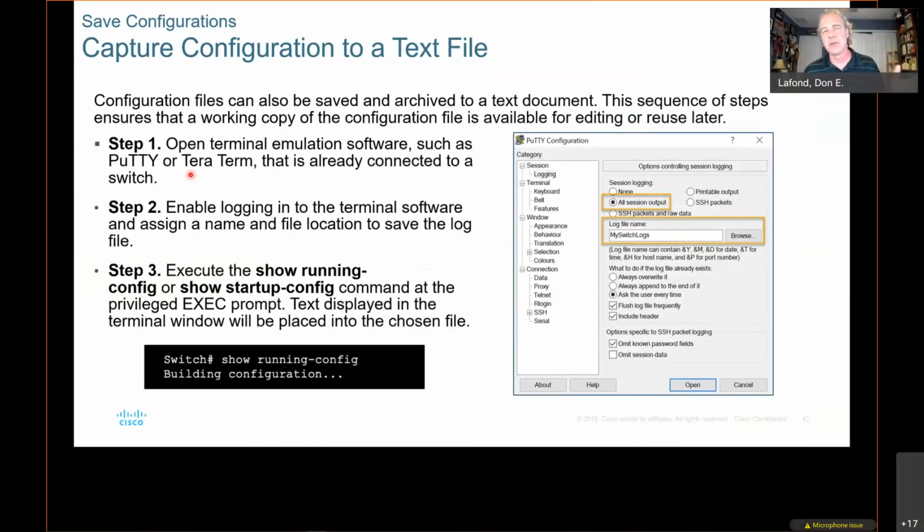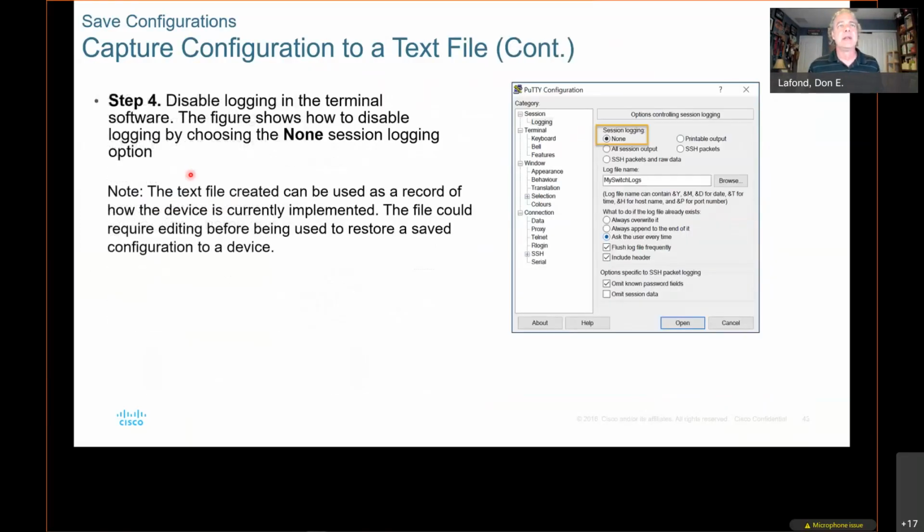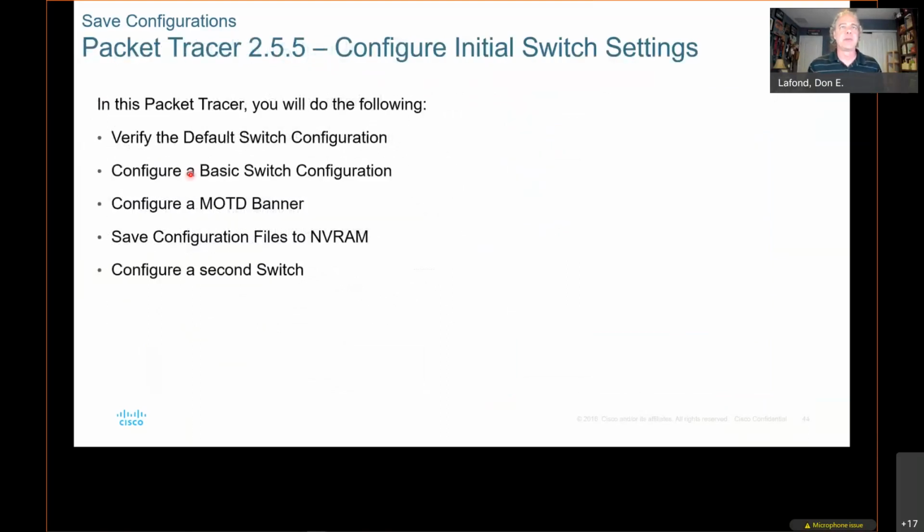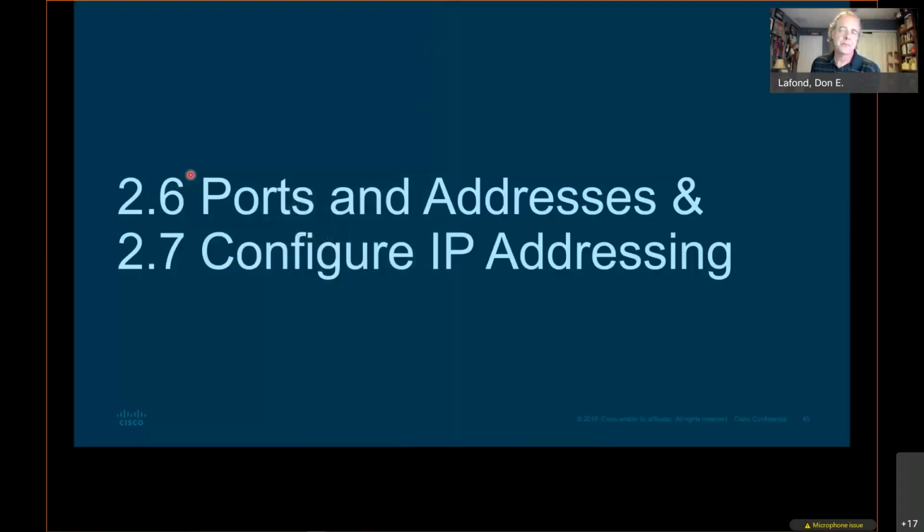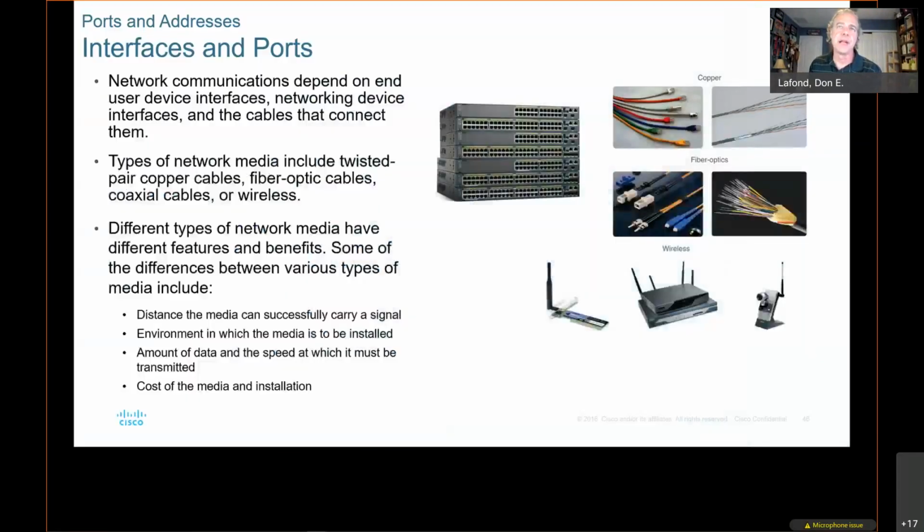So if you've got 5 switches you're configuring all the same way, or 5 routers all the same way, except for the IP address, that is something you can go in and set. I'll show it to you later in the class, where you can take commands and eliminate some pieces of them, and then you can just copy and paste into a new piece of equipment and it works just fine. And you're going to do a Packet Tracer about configuring initial switch settings, ports and addresses, and configuring an IP address.